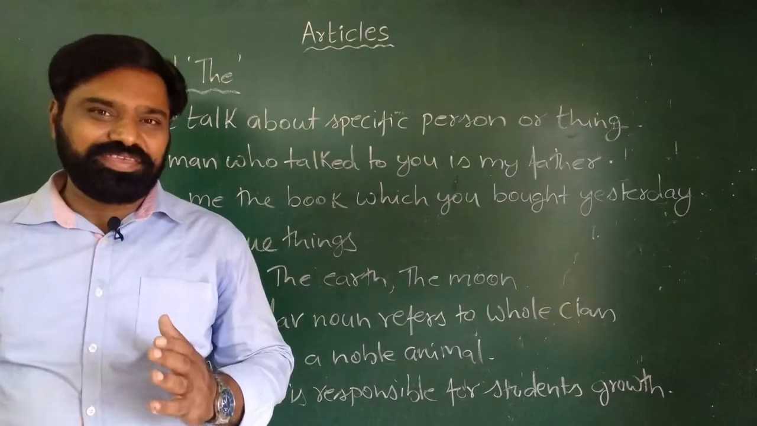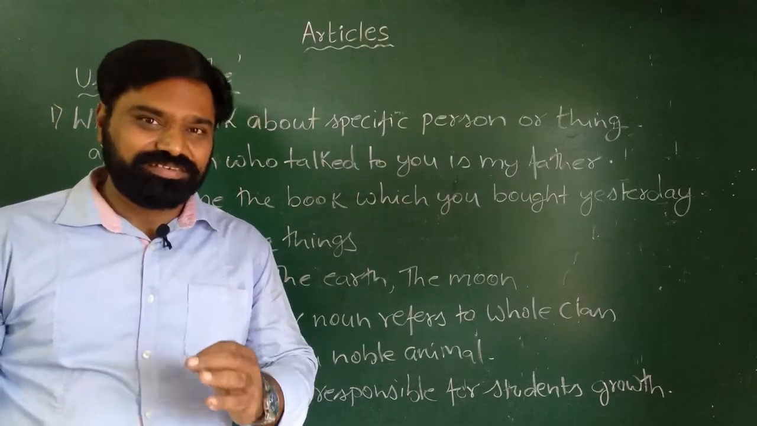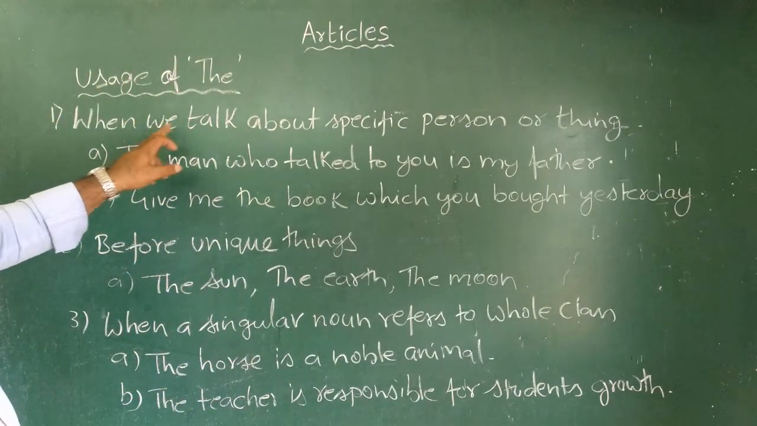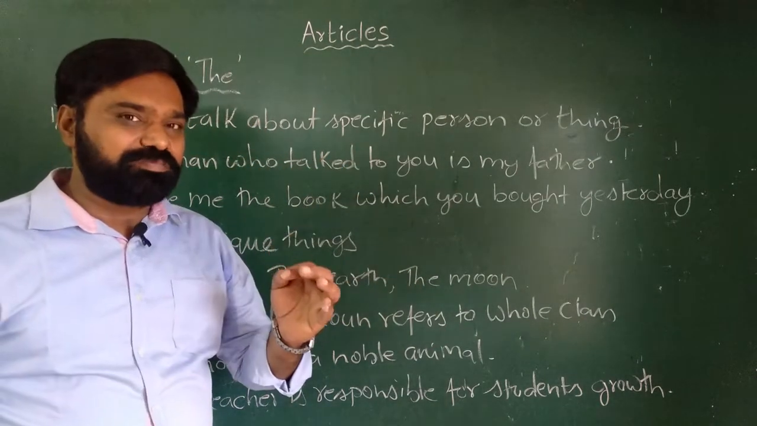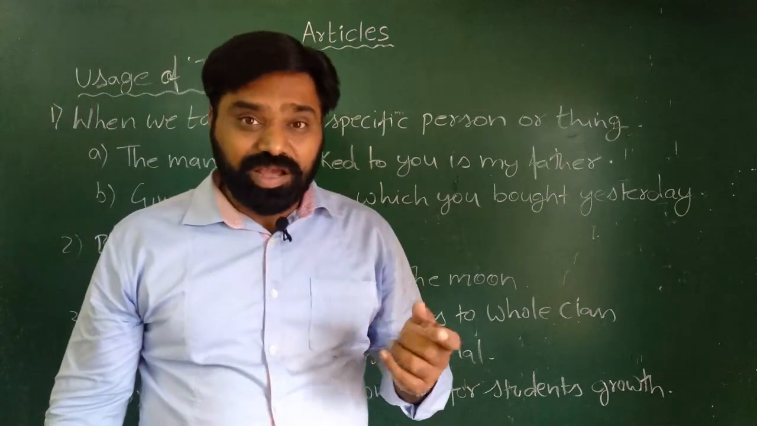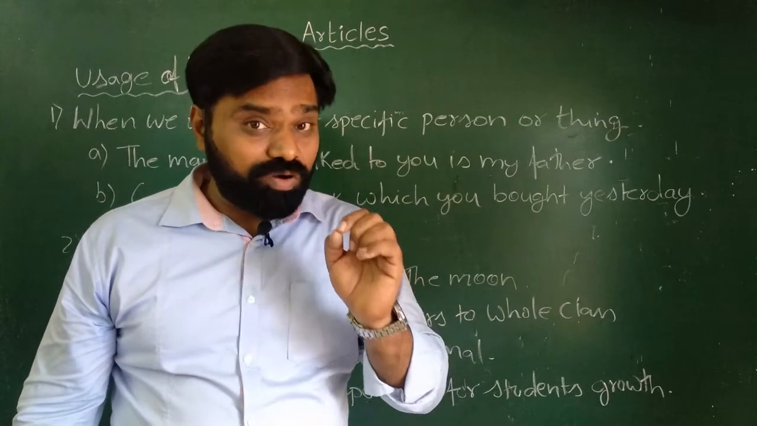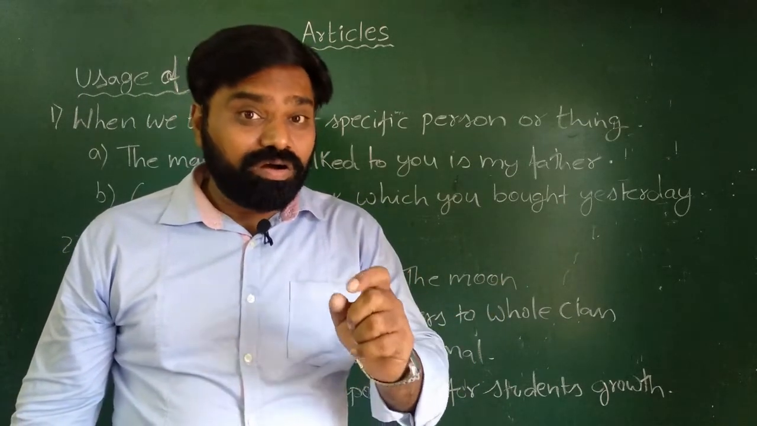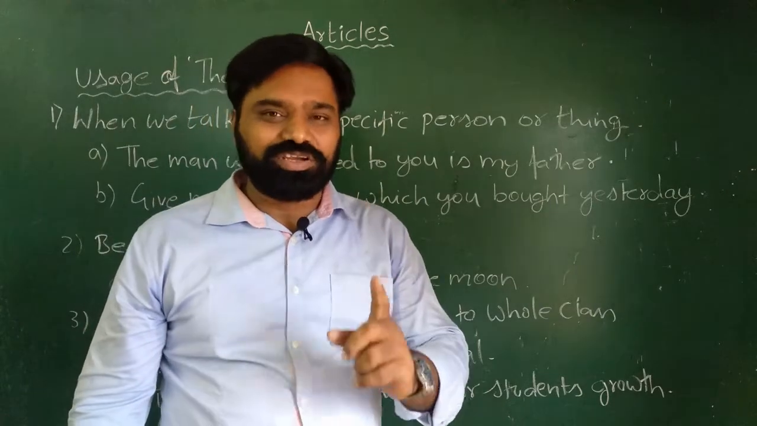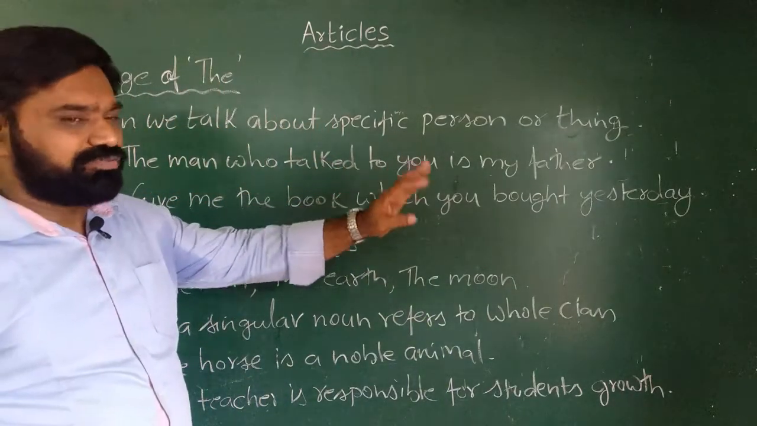Let us now see the usage of the definite article the. The is used when we talk about a specific person or thing. Here, specific person or thing means one about whom we already know. We are sure what we are talking about or which person we are talking about. Let us see an example: the man who talked to you is my father.